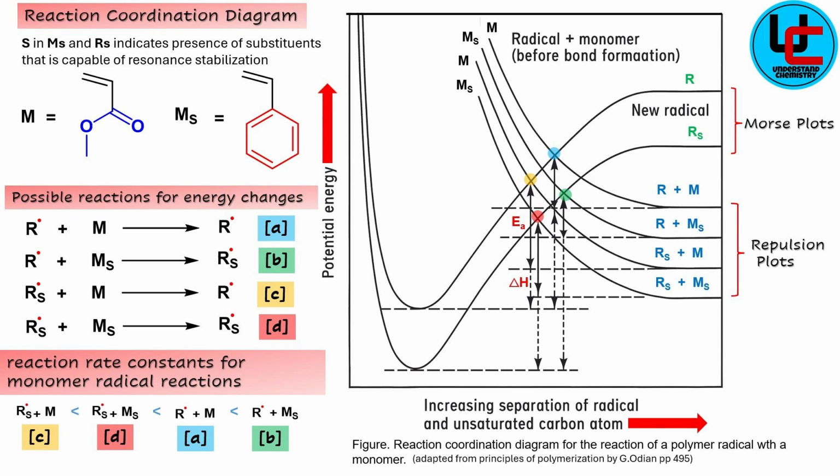Why this order? Actually, it is a balance of 2 factors. Radical reactivity: R is more reactive than RS because it is less stabilized. The other factor is monomer activation. Here MS is more reactive than M due to resonance effect. So the fastest reaction combines a reactive radical with an activated monomer, MS, while the slowest combines a stabilized radical, RS, with a regular monomer.